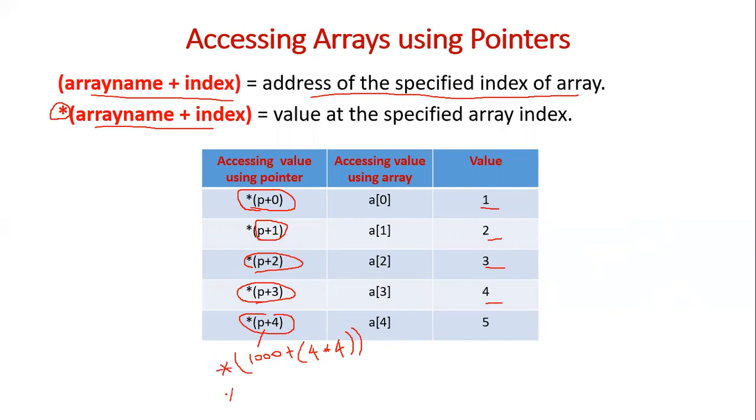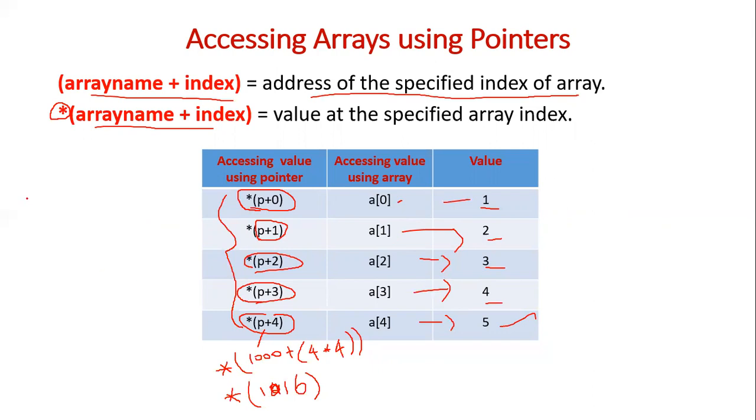So star represents value at this location. So value at 1016 is what? Value at 1016 is 5. Okay. So this is how we access the values of an array by using pointers. And directly by using the array you can access like this. A of 0 refers to 1, a of 1 refers to this location, a of 2 refers to this value, a of 3 refers to this value, and a of 4 refers to this value. Okay, I think it's clear.